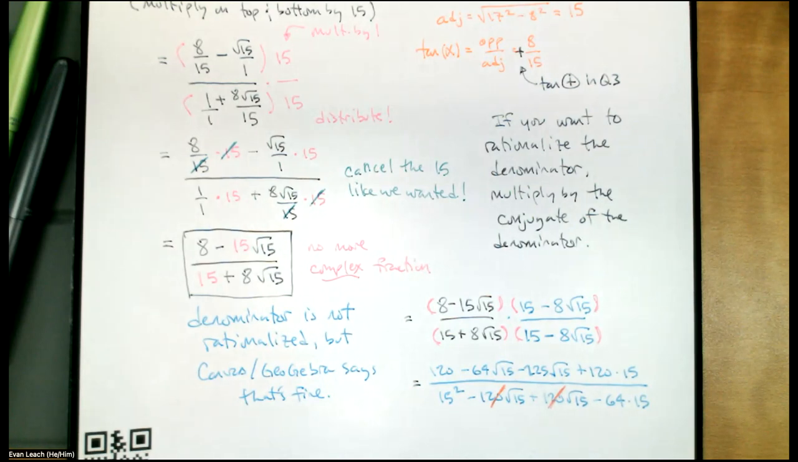And right now, Canvas is like, oh man, why are you rationalizing? You didn't have to rationalize it for this problem. I go, I don't know, man. You're the one that puts an 8, 15, 17 triangle in and then makes the other one a 1, root 15, 4 triangle.